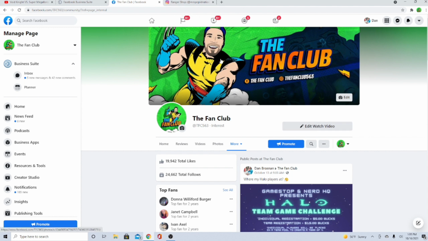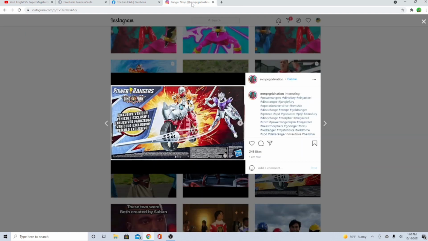So we don't have a lot of news, guys, but this is very interesting and very intriguing. Shout out Ranger Shop over on Instagram. Now look at this. There's not much here, but we have a little clip of a Power Rangers Dino Fury exclusive vehicle. We're going to call it maybe the Blaze Cycle, the Dino Cycle, the Dino Blaze Cycle.